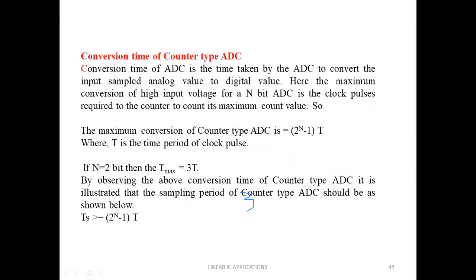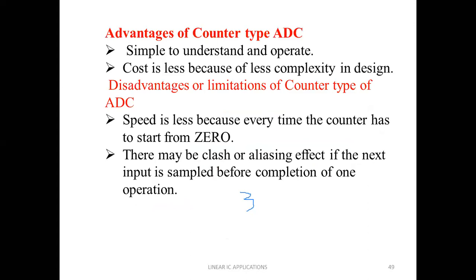There are some advantages. It is simple to understand and operate. Cost is also less because of less complexity in the design. What is the disadvantage? Speed is less, and there is some aliasing effect if the next input is sampled before completion of one operation. What is the aliasing effect? I think I need not discuss that already; you have studied it in the signals and systems subject. Okay, so this is about the counter type ADC.